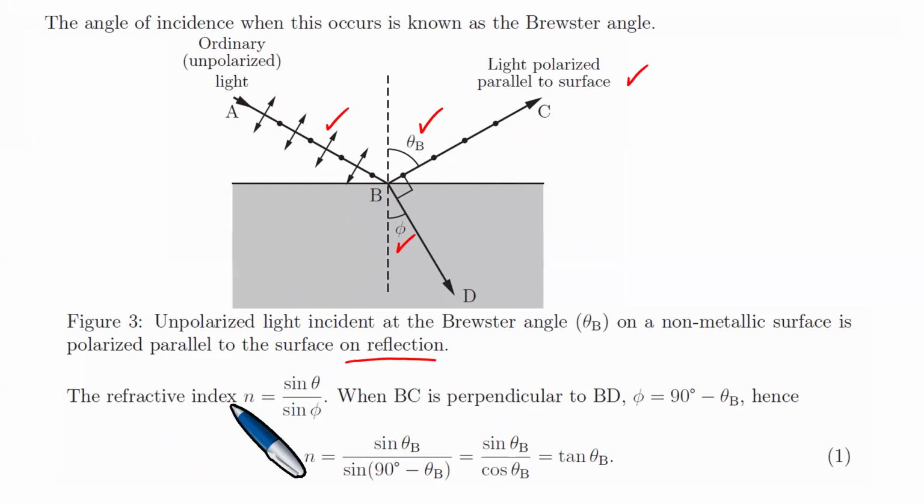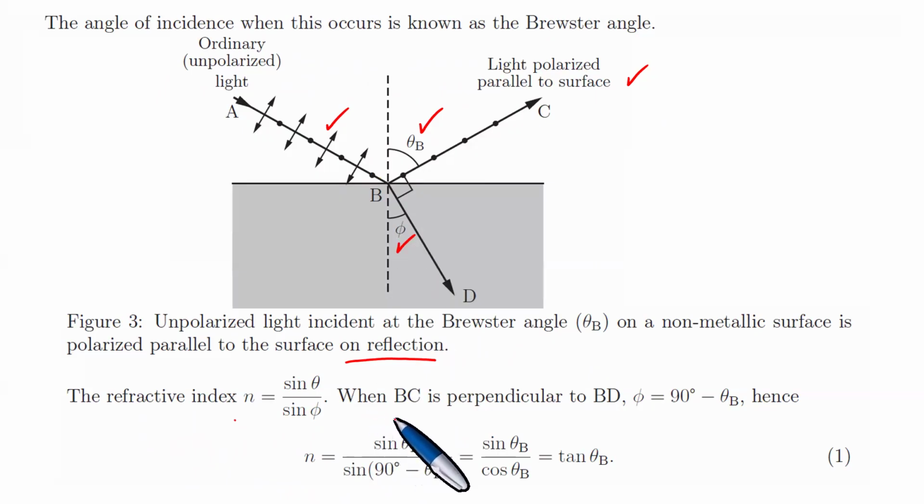Now, I want us to discuss this. The angle of incidence when this occurs is known as the Brewster angle, theta B. Now there's the refractive index n, which is the sine of theta divided by the sine of phi.